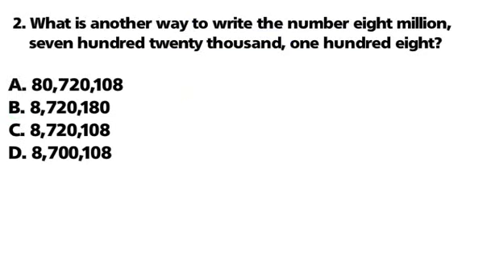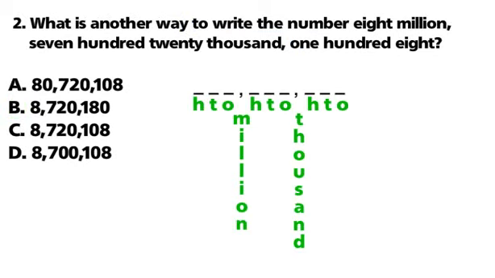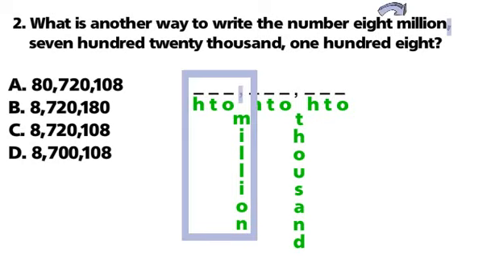Here's a different question you may be asked. What is another way to write the number 8,720,108? Draw your place value chart. Let's look at the problem carefully. I'm going to reread the question and pause at the comma and write that number in our chart. The question asks, what is another way to write the number 8 million?